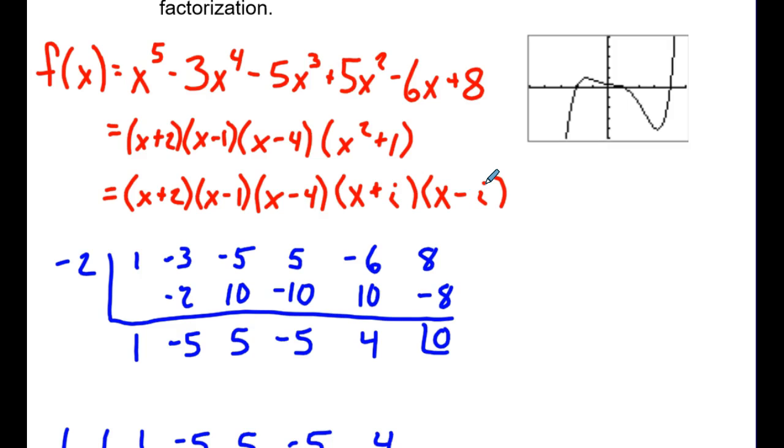So in our linear factorization, the polynomial we started with would be x plus 2 times x minus 1 times x minus 4 times x plus i times x minus i. The real zeros would be negative 2, 1, and 4. The imaginary zeros would be negative i and i.